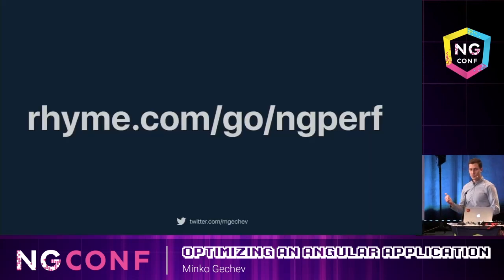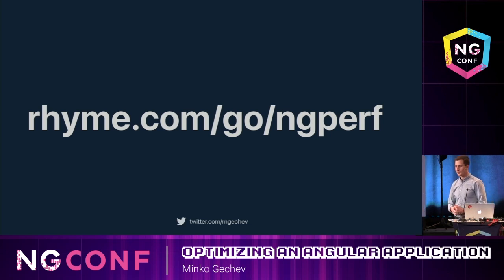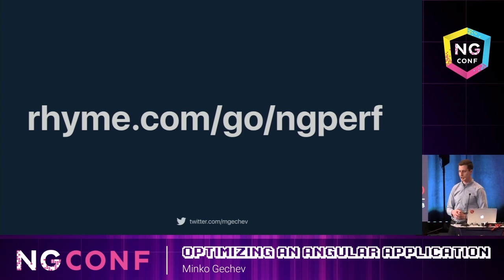If you want to follow along with me, you can join on this URL right here, rime.com/go/ngperf. If you're watching the live stream, you should be able to join on this URL as well. After registration, you should get a virtual machine, which has the exact same setup as everyone else. It has the project pre-installed. It has Node modules pre-installed, so you don't have to waste time on this. It has VS Code and a few other tools which I thought might be appropriate.